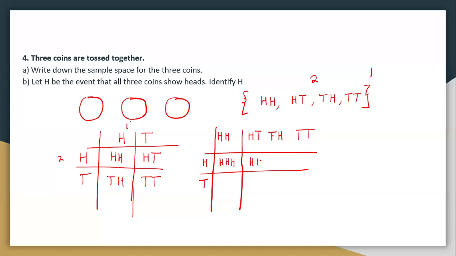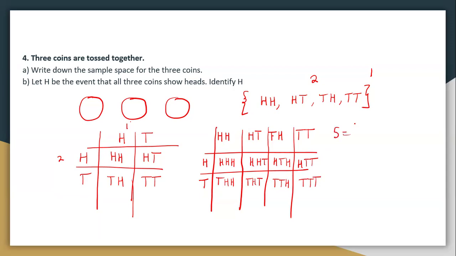This will give me head, head, tail. This one here will give me a head, tail, head, and head, tail, tail. Then I'll have tail, head, head, and tail, head, tail. I have tail, tail, head, and then I have tail, tail, tail. Now, this is going to be your sample space.